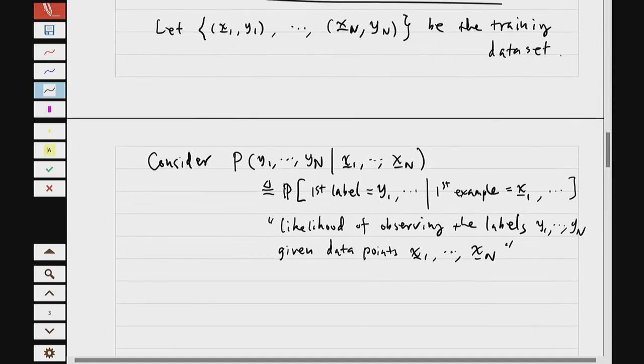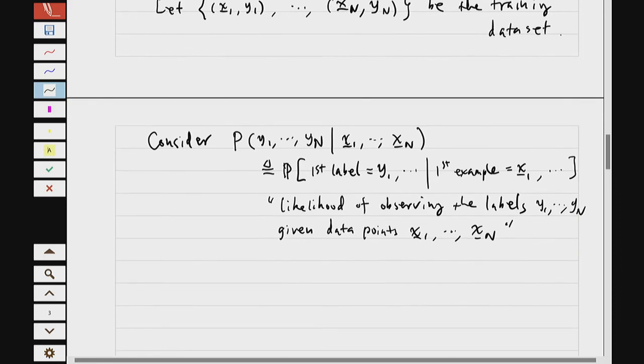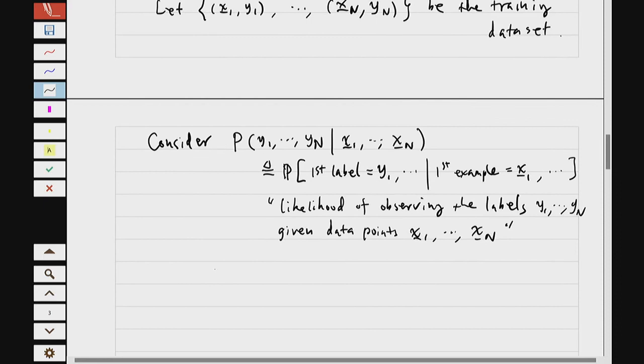So again, the question is: if I haven't gotten the data set yet, what would be the likelihood? What is the probability I would get this data set? But now that I'm given this data set, what I need to do is to figure out a W function that can allow me to generate this data set with the highest likelihood. That's the whole idea of maximum likelihood. But let's break this down slowly.